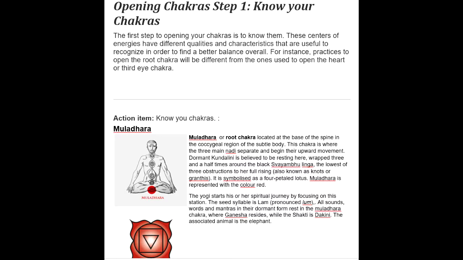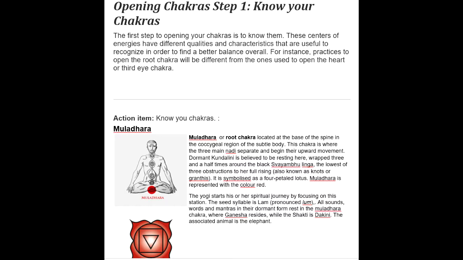Muladhara. Muladhara or root chakra is located at the base of the spine in the coccygeal region of the subtle body. This chakra is where the 3 main nadis separate and begin their upward movement. Dormant Kundalini is believed to be resting here, wrapped 3.5 times around the black Svayambhulinga, the lowest of 3 obstructions to her full rising, also known as knots or granthis.